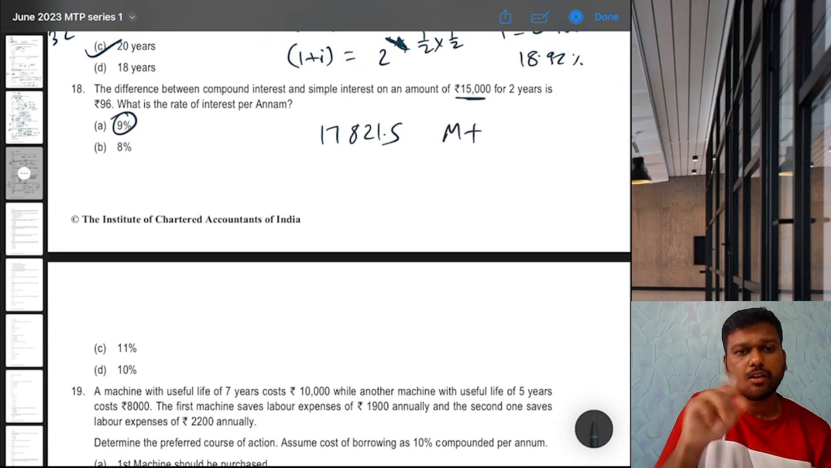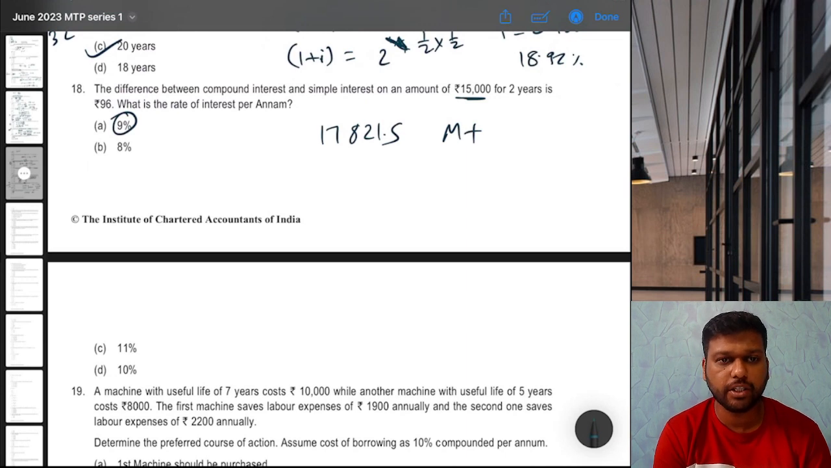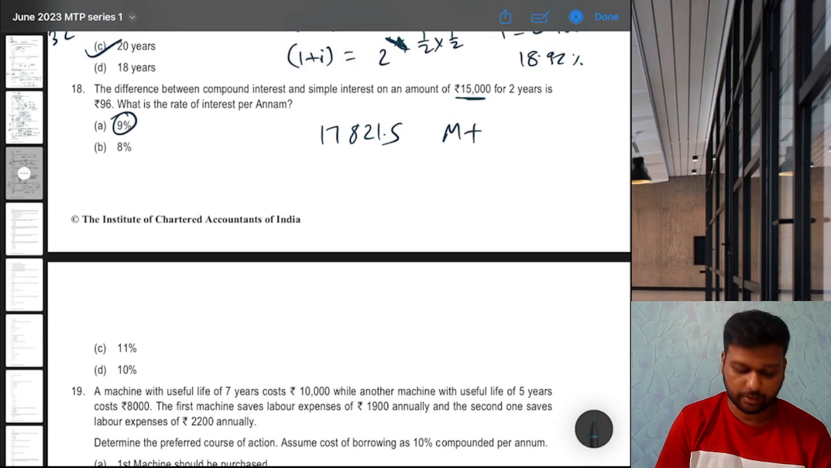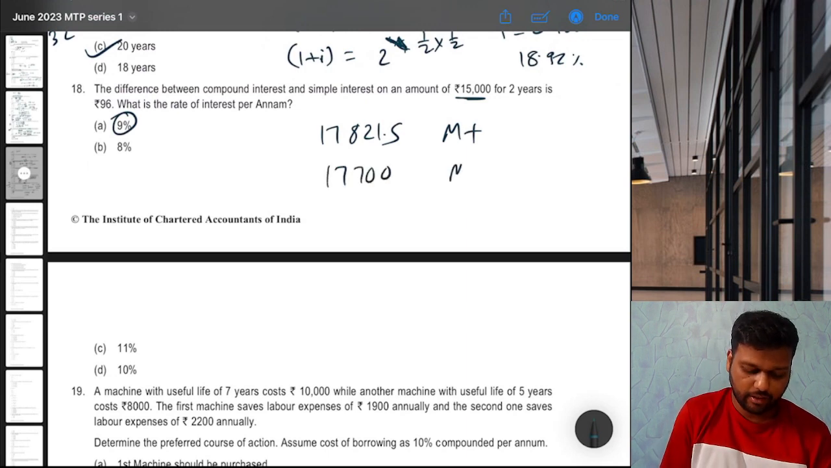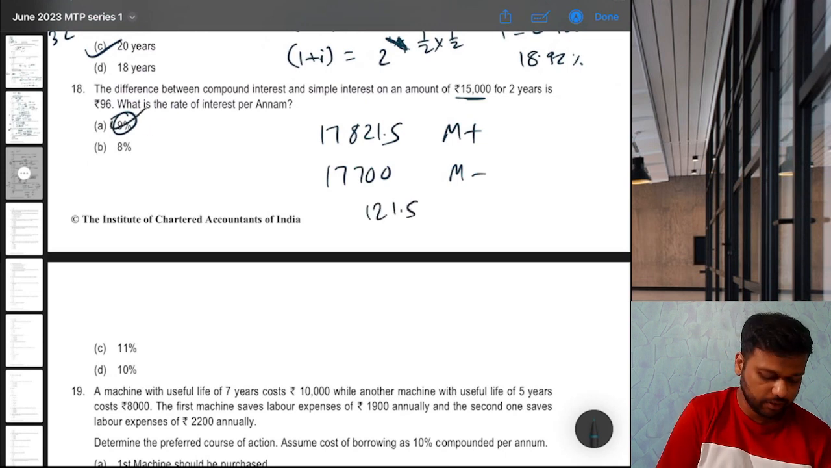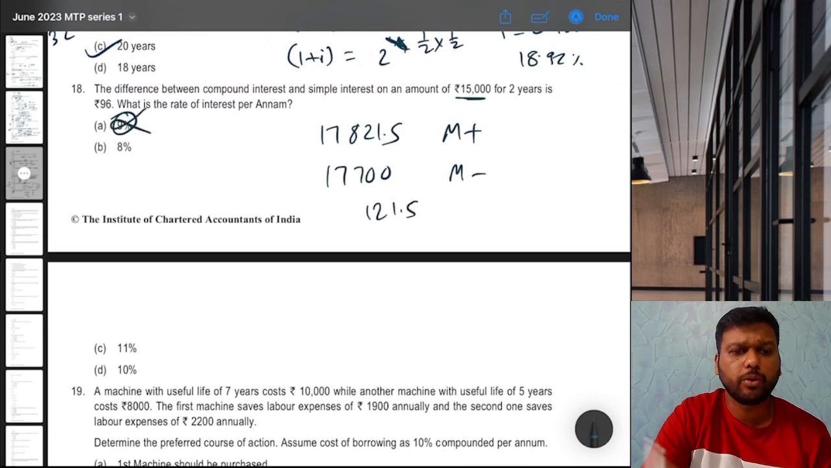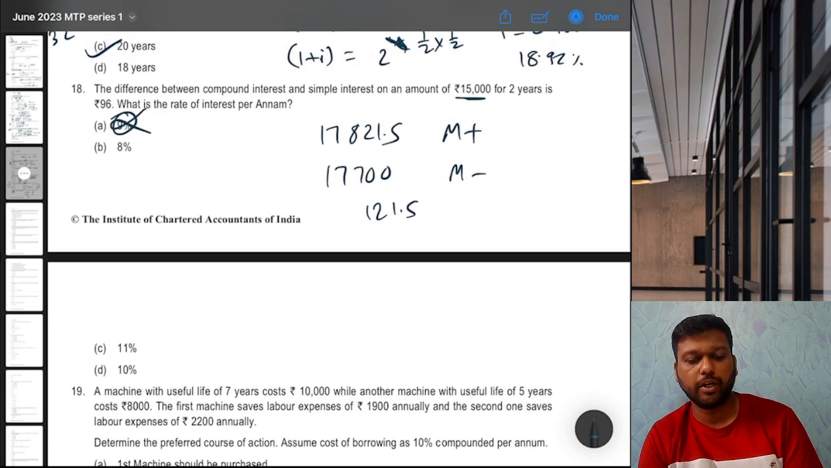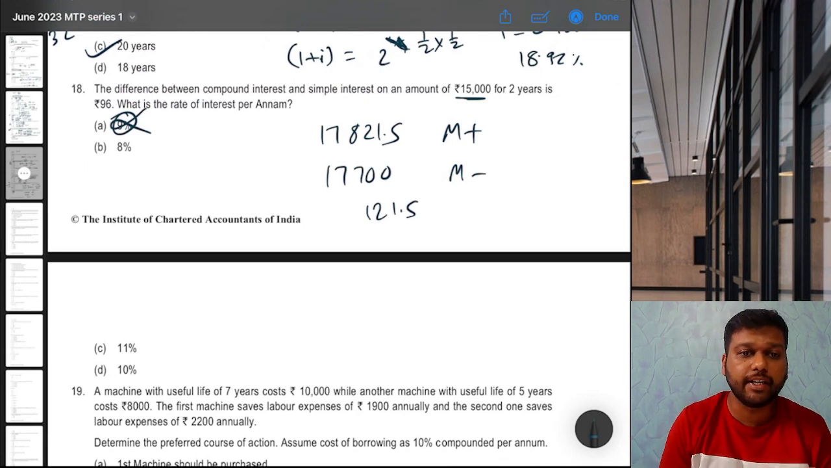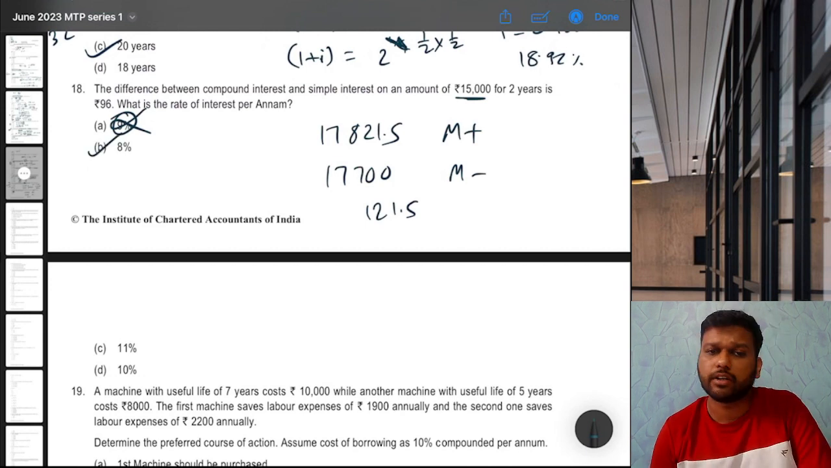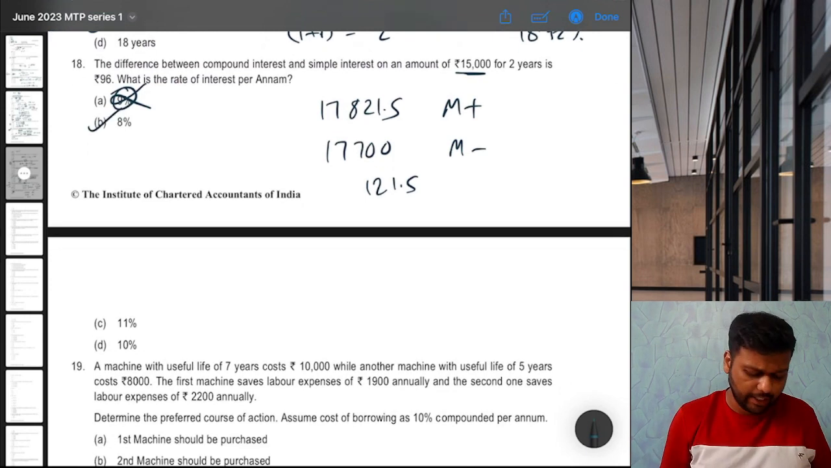Okay. Now simple interest. Simple interest will be 15,000 into 9% into 2 years plus 15,000 principal. So that is 17,700. You can do this M minus. If you press MRC, you get 121.5. So this is not the answer. Clear the memory, go to the next option. 1.08 into 15,000 M plus, 15,000 into 2 into 8% plus 15,000 M minus. If you press MRC, you get 96. So 8% is the correct option. Correct answer, option B.